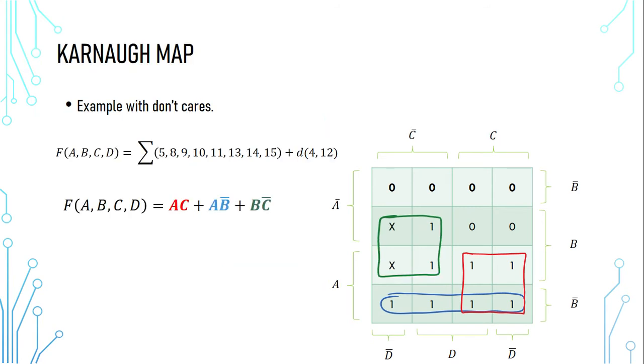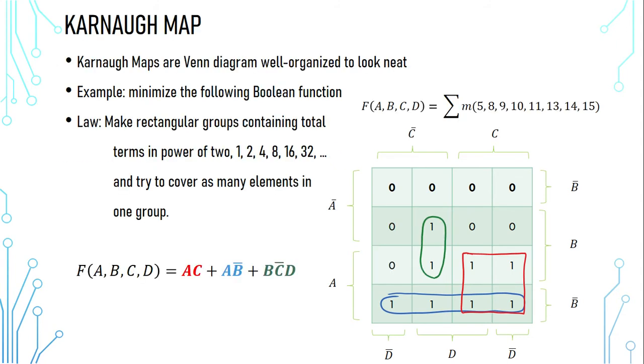For example, let's minimize this function, which is expressed by sum of minterms. First of all, we draw the Karnaugh map with regard to the significance of variables and minterms and cell numbers. Then we fill our Karnaugh map. After that, we make rectangular groups containing total terms in powers of 2: 1, 2, 4, etc. and try to cover as many elements in one group as possible. In this example, we can cover all ones with 3 rectangles, as shown in the figure, and then we write those rectangles' equivalent expressions.